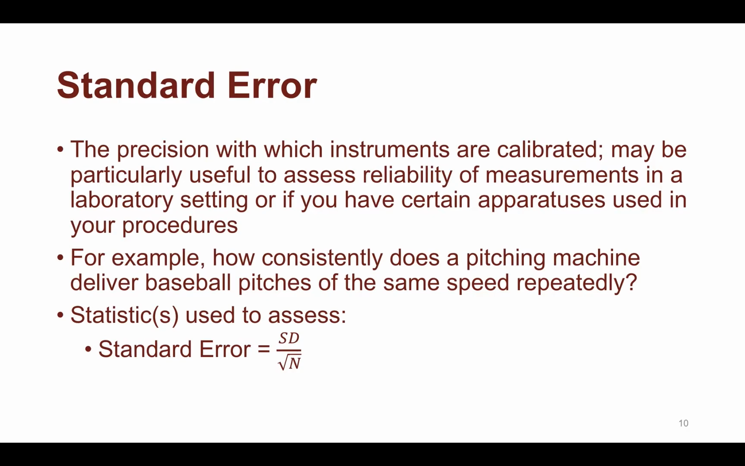For example, one of my recent students, for her master's thesis, was using a pitching machine to deliver baseball pitches to batters and wanted to ensure that the machine was delivering pitches consistently with the same speed. So she collected some data on the speeds of the pitches and calculated the standard error. What we want is for the standard error to be as low as possible, because that reflects that there's not very much variability in the speeds of the pitches. So basically they're as consistent as possible.